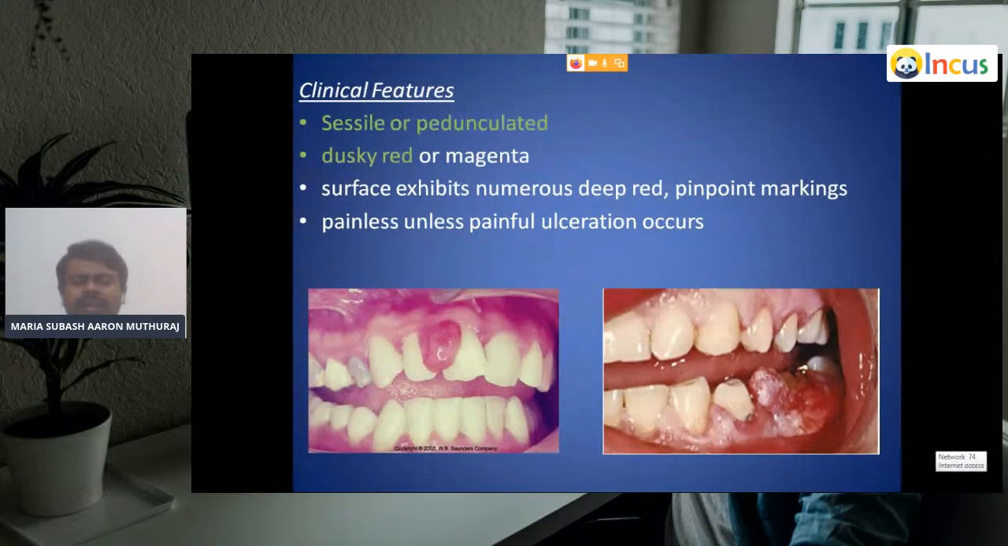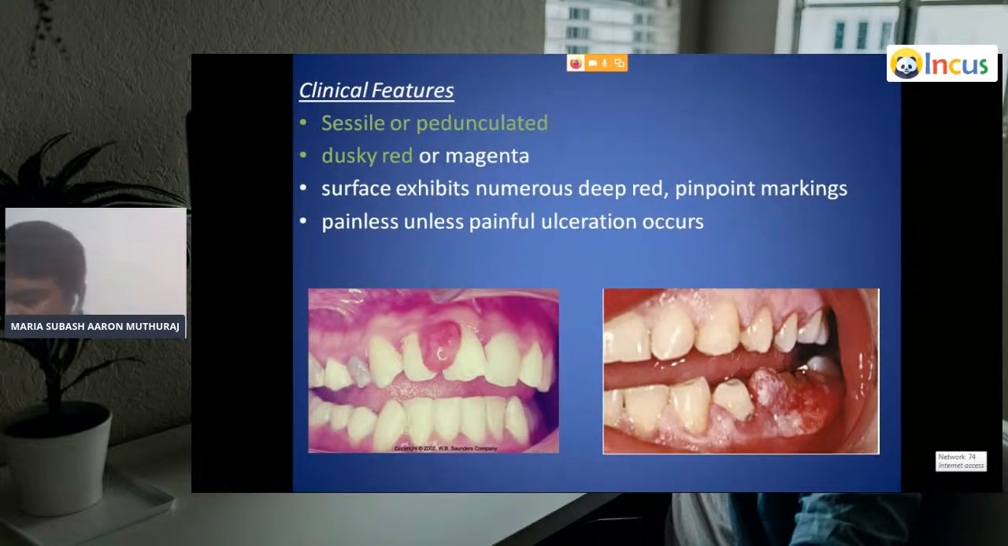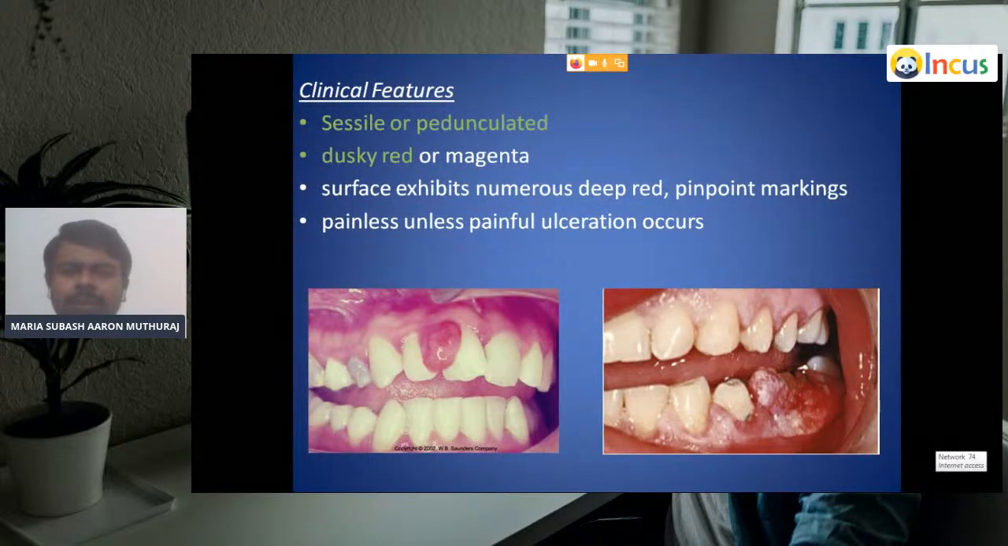The surface of the lesion will exhibit numerous deep red pinpoint markings also.